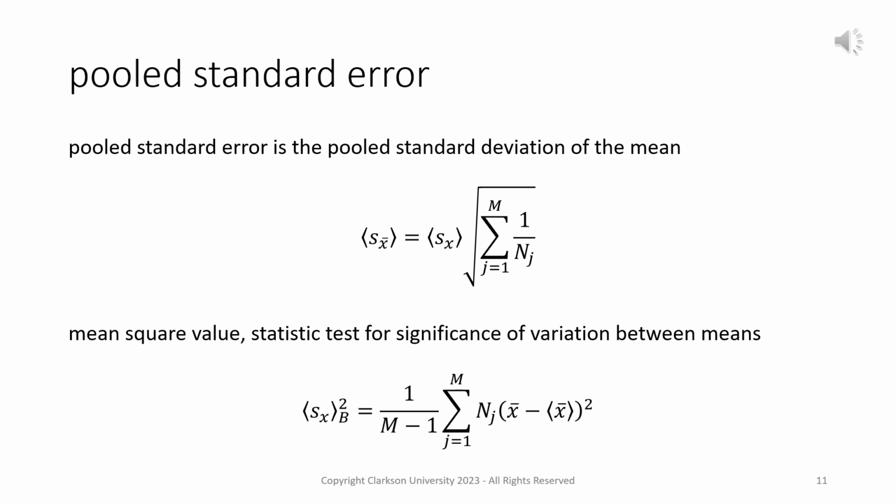A statistic used to test the significance of variation between the sample means is the mean square value, bracket s sub x squared sub b. That's equal to 1 over m minus 1 with the sum from j equals 1 to m of n sub j, the mean minus the pooled mean squared.